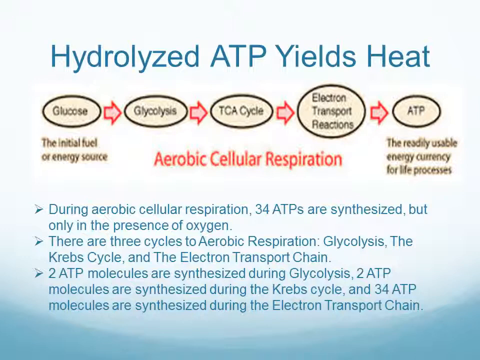So remember that there are three cycles to aerobic respiration. There's the glycolysis, the Krebs cycle, and the electron transport chain. As a brief overview, two ATP molecules are synthesized during glycolysis, two ATP molecules are synthesized during the Krebs cycle, and 34 ATP molecules are synthesized during the electron transport chain. Again, that's only in the presence of oxygen. This is how our bodies create the ATP, energy needed for all of our bodily functions, especially muscular movement.